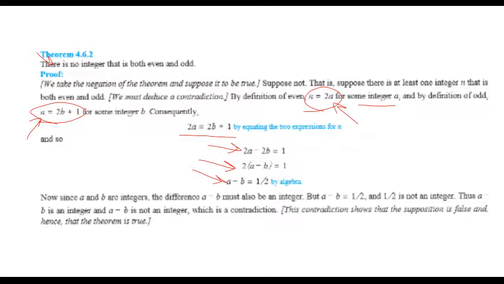So we know that 1 over 2 is not an integer, but since a and b are both integers and integers are closed under subtraction, the left side of this equation is an integer and the right side is not an integer. So it's impossible that an integer is equal to a non-integer, right? So we reached a contradiction. That's why we can claim that we have proved theorem 4.6.2.